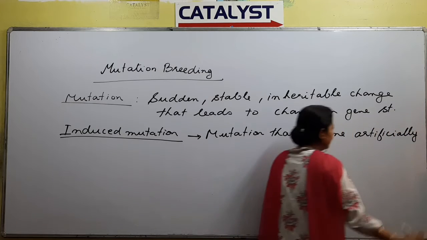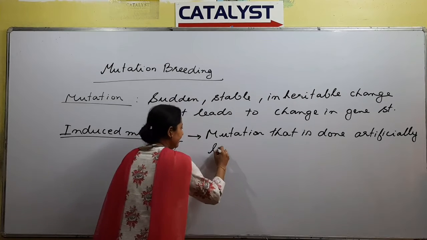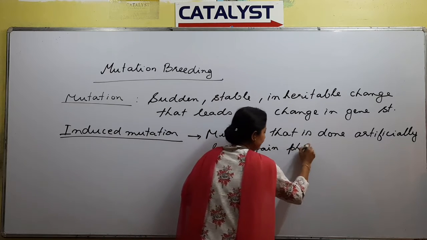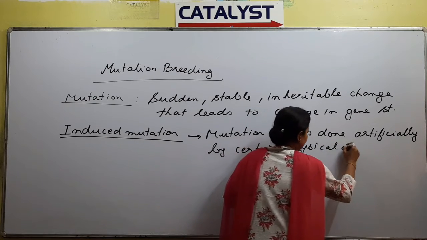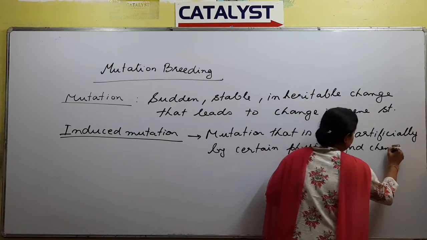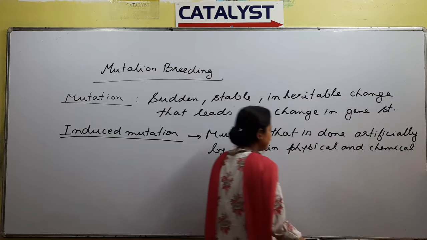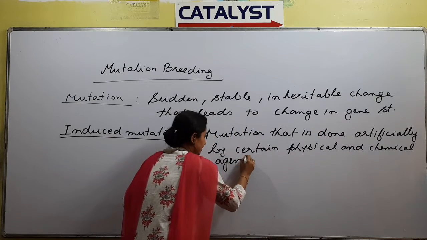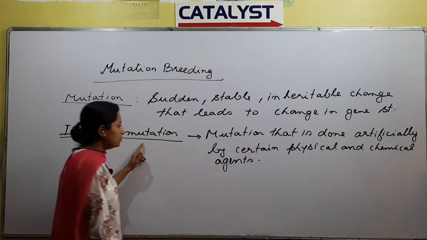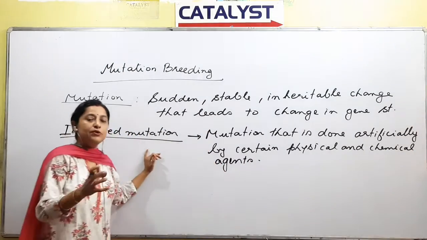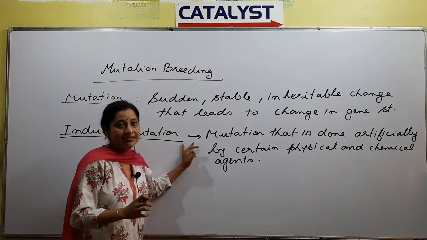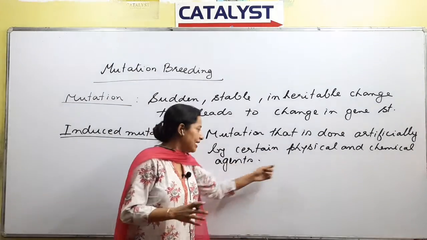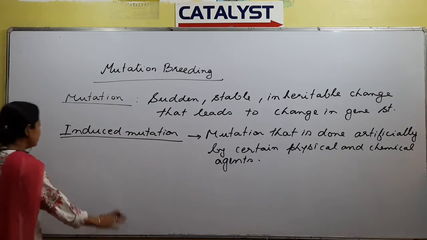And how will you do it? Artificially, by certain physical and chemical agents is called induced mutation. So we are changing the gene structure of that plant by applying certain physical and chemical agents, and this is what is called induced mutation.